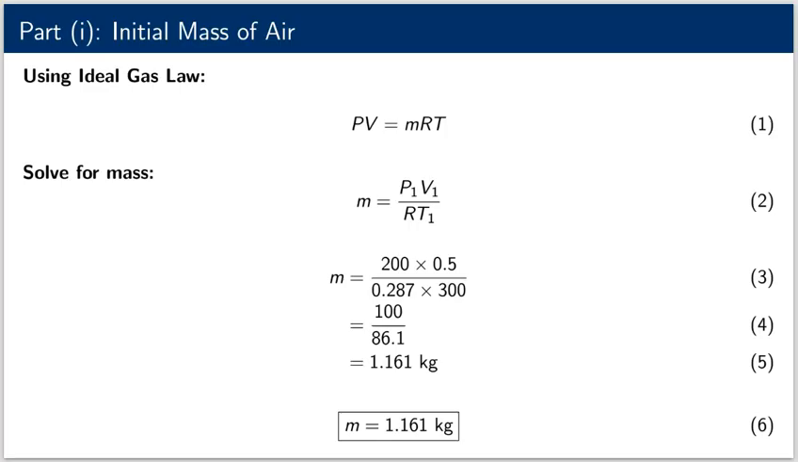Now we are plugging in all this data. m is equal to P1 is 200, V1 is 0.5, R is 0.287, and T1 is 300. Now if you do the calculation, that will be 100 by 86.1, and finally we get m equals 1.161 kg. So the mass of the air is 1.161 kg.